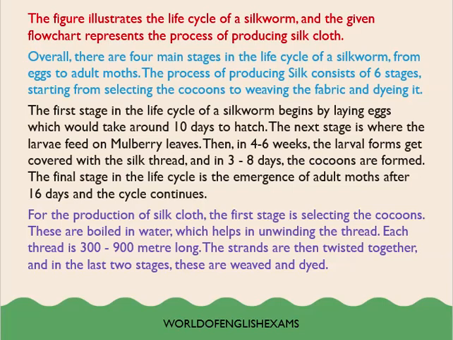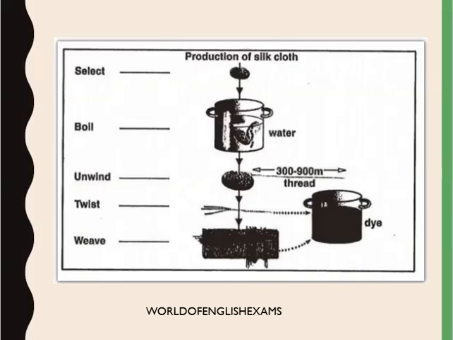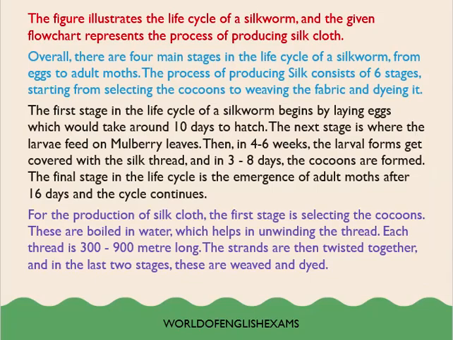So what did we do? We have first analyzed that the first stage is selecting the cocoons. The second one is boiling them in water where they will unwind, and then they are twisted, weaved and dyed. So this is how you write it, briefly describing the entire process, so that even if the other person is unable to see the diagram, they should be very comfortable in understanding.